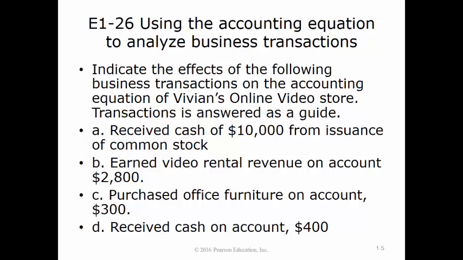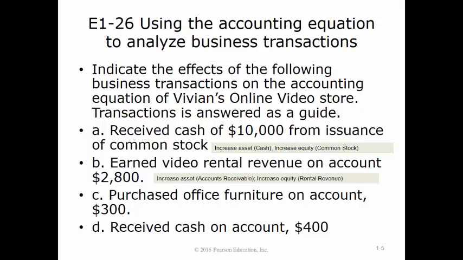The first transaction would increase assets cash and increase equity common stock $10,000. The next entry would increase assets, accounts receivable, and increase equity, rental revenue by $2,800. Notice the words on account. When you see these words, you know that the business did not receive cash, but instead allowed the customer to have the services on credit. If the business is earning money, then the on account is going to be accounts receivable.